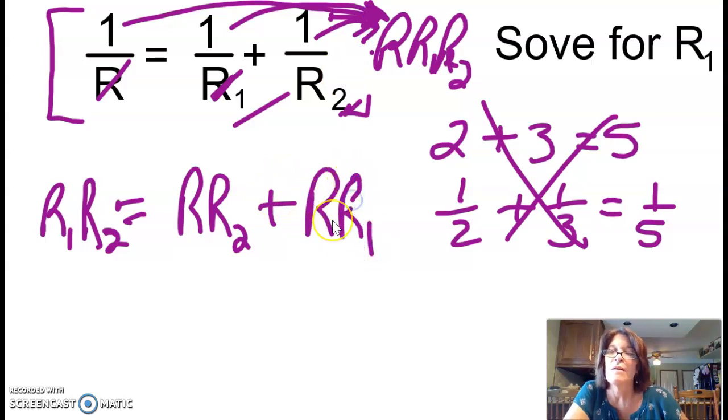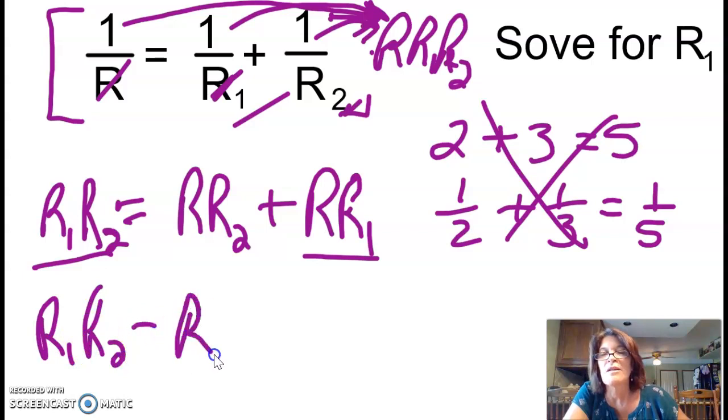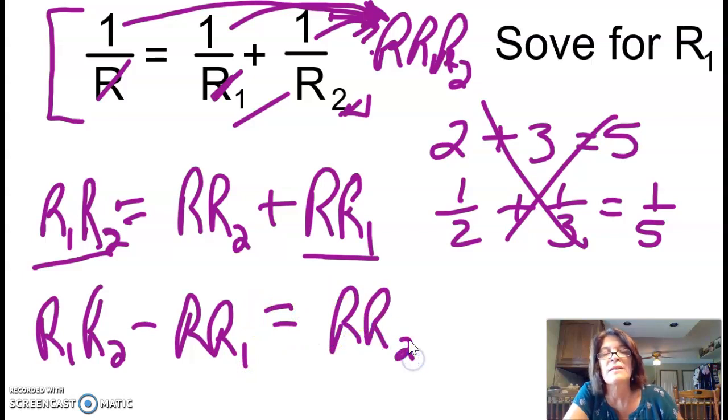Okay, now I'm solving for R1. Here's a term that has R1, and here's a term that has R1. Let's get them all on the same side. So I'm going to subtract the R R1 over to the left, leaving just the R R2 on the right. The reason I wanted them on the same side is so I could do what I did on the previous slide, which is factor. I'm going to factor out the R1.